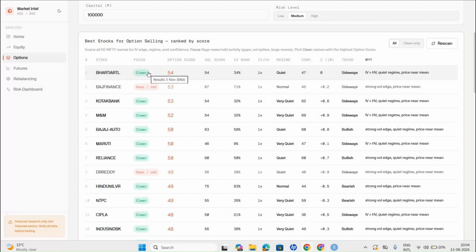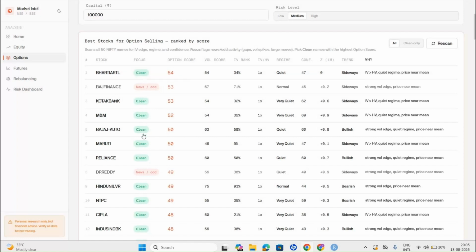The focus is clean. What this means is, generally when we take a stock, we don't follow the news. We don't see when the results are coming. That is very tedious work, to always find out whether this stock is in the news.